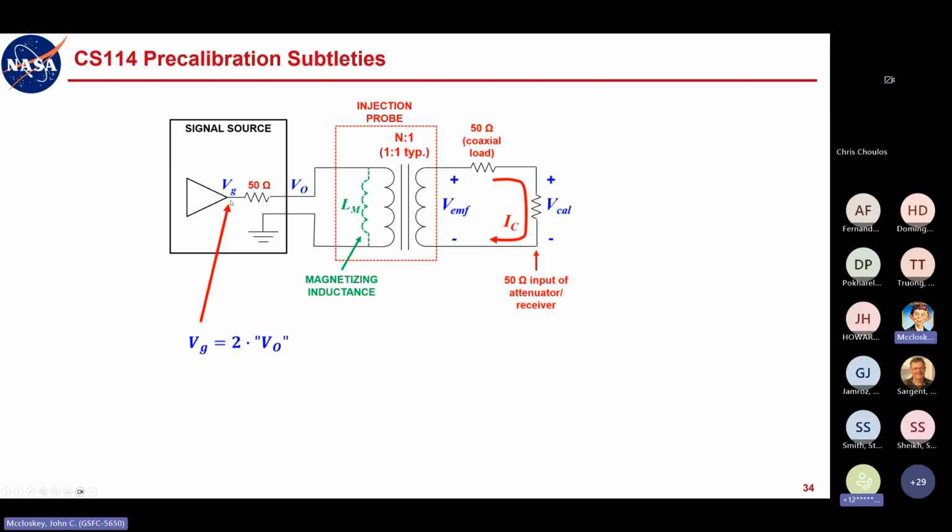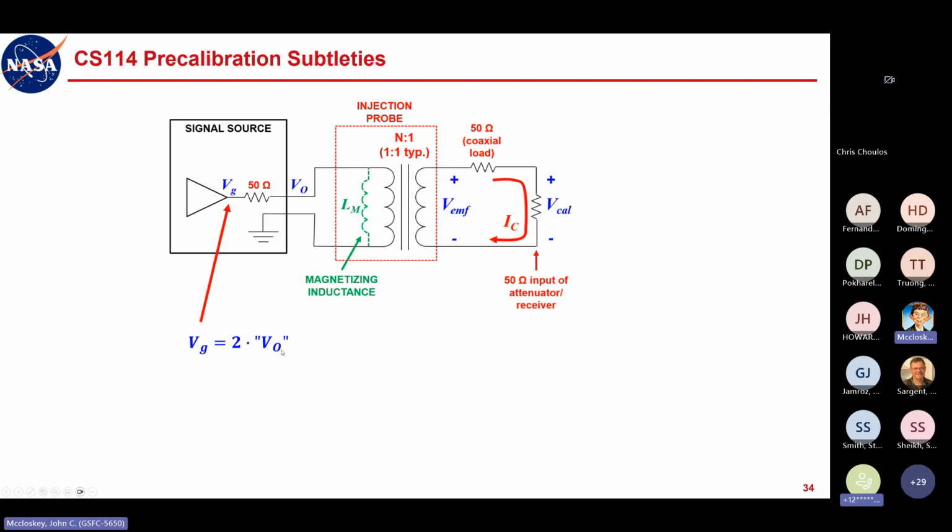So the VG potential upstream of the 50 ohm source impedance must be twice what it is telling you VO is. And I'm putting VO in quotes because the whole point of this exercise is that if you don't put 50 ohms out here, then what the equipment is telling you VO is isn't really what's there.